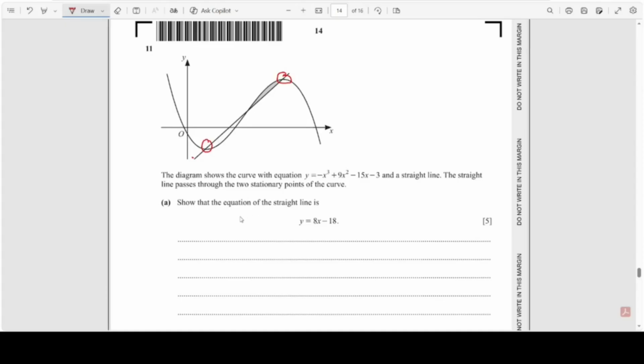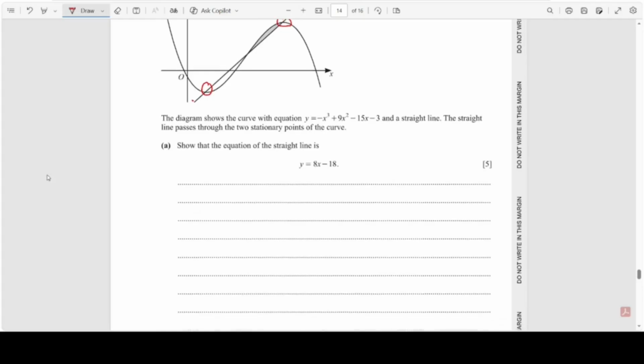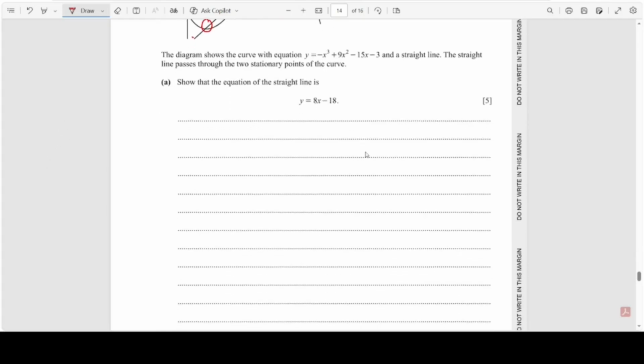We are to show that the equation of the straight line is y equals 8x minus 18. So what we're going to do is to find the two stationary points of the curve, and those 2 points are the points through which this line passes, right? So then we'll find the equation of the line using those two stationary points that we are going to find. So since it is stationary points, our first point of call is going to be differentiation. We're going to find the first derivative of the curve.